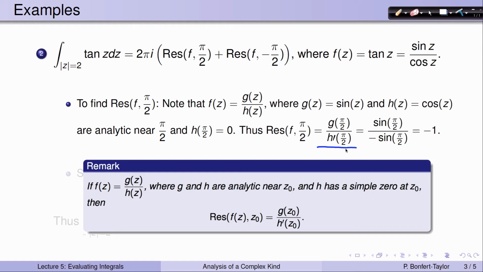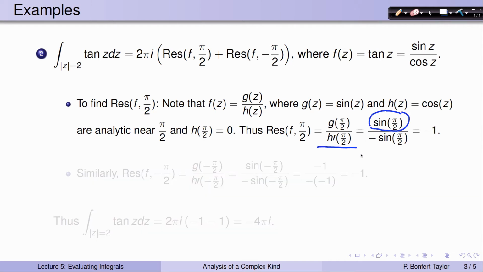The numerator is sine z, so we need to find sine of pi over 2. The denominator is cosine z. Its derivative is negative sine z. At pi over 2, that gets us negative sine of pi over 2. Sine of pi over 2 is 1. Negative sine of pi over 2 is negative 1. The quotient evaluates to negative 1. And therefore, the residue of f at pi over 2 equals negative 1.